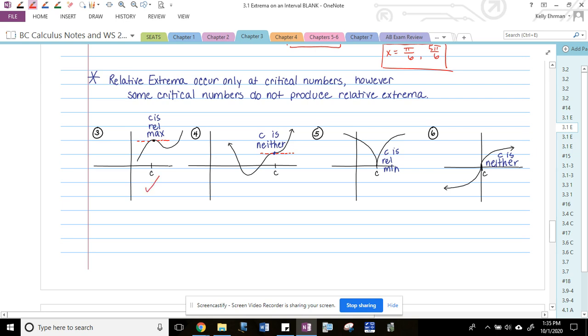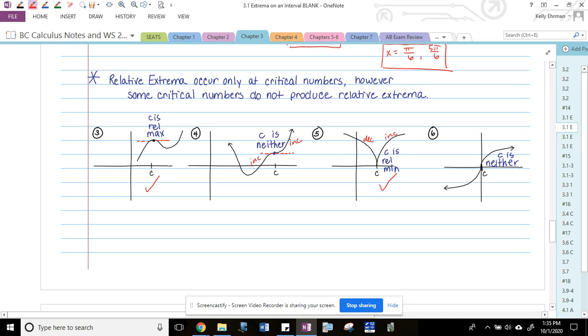Here, I would have a horizontal tangent at C, but that's neither a max nor a min because the graph goes from increasing, flattens out, and then it increases again. So increasing to increasing, no good. Here we have a point at which the derivative would not be defined, but the graph goes from decreasing to increasing. So yes, that is a relative minimum.